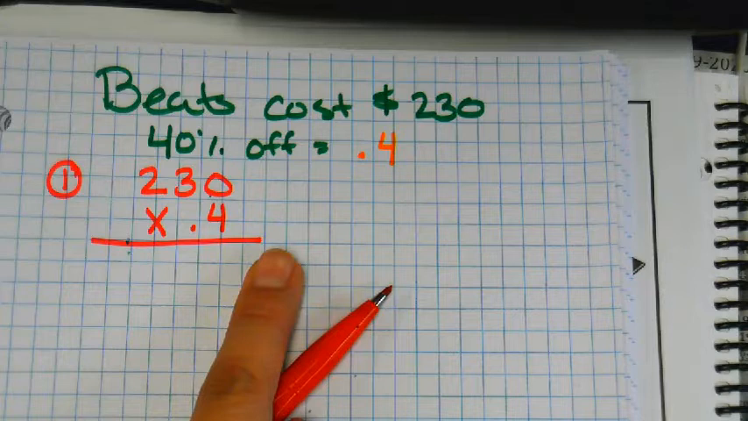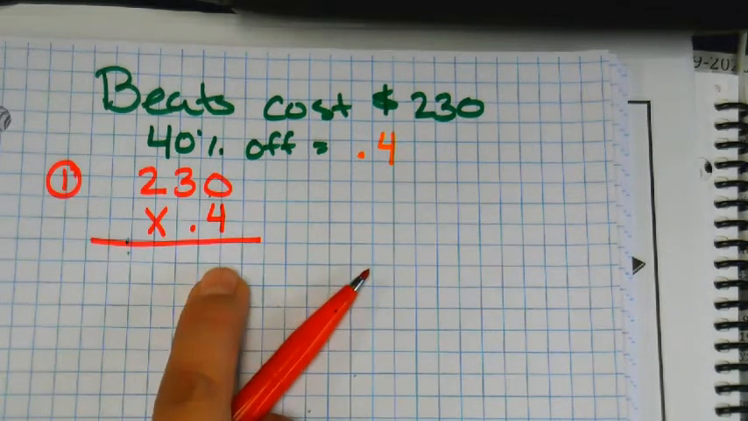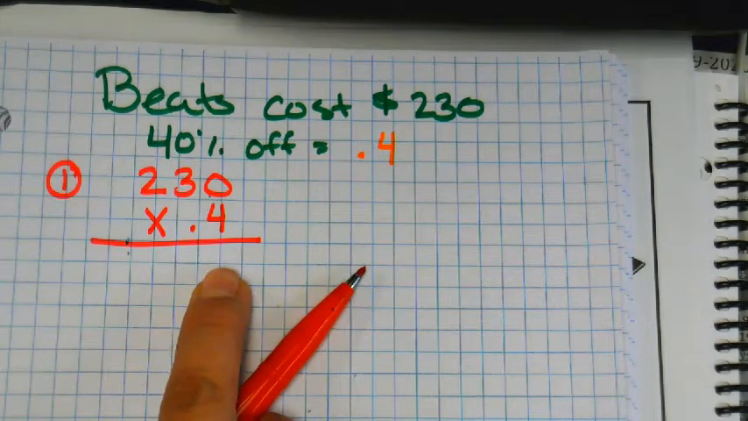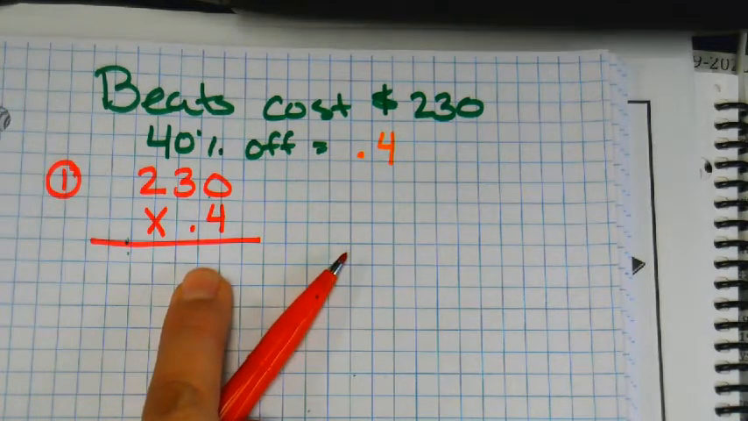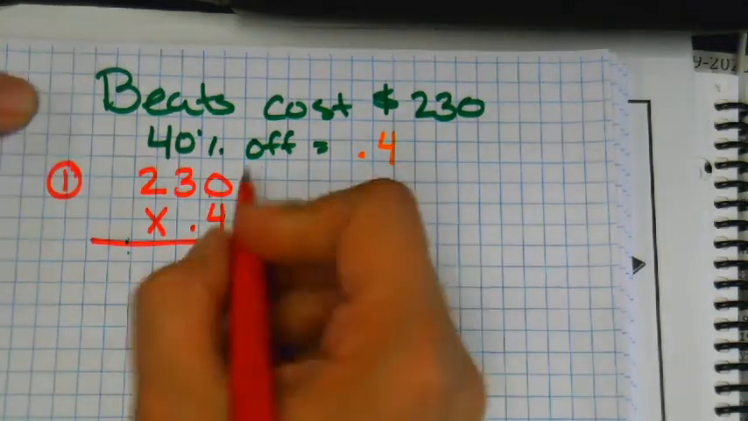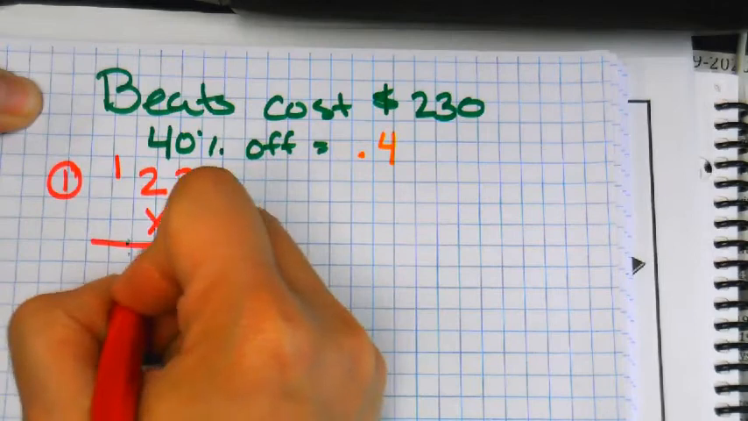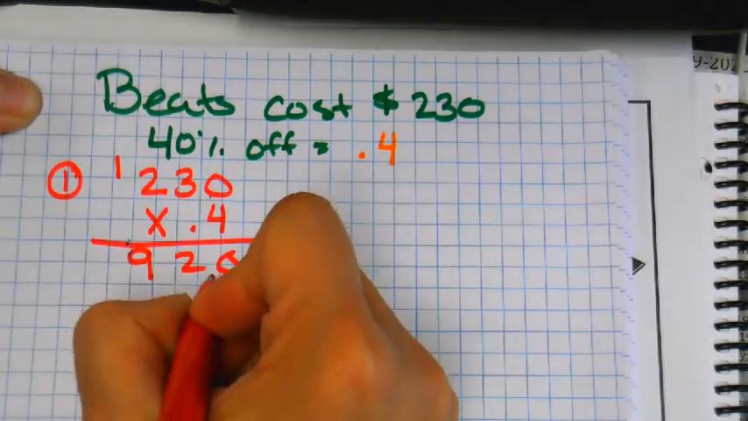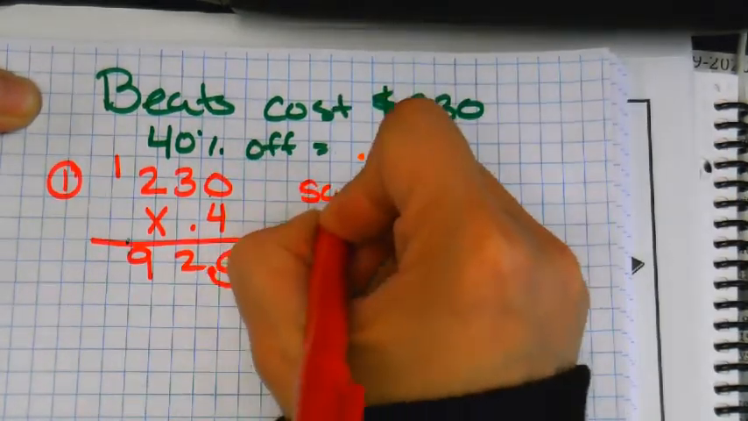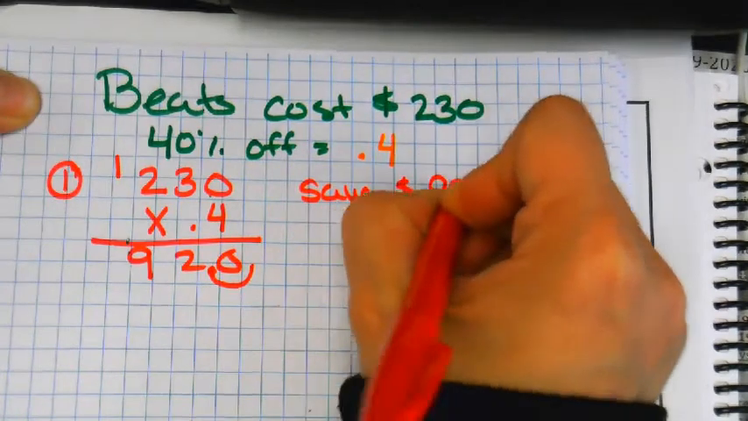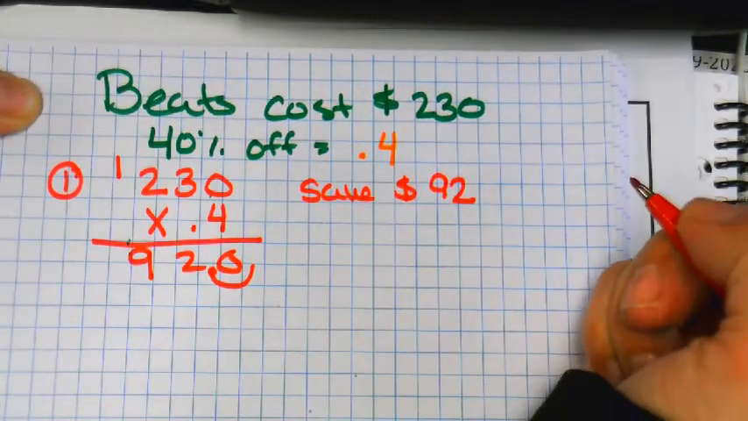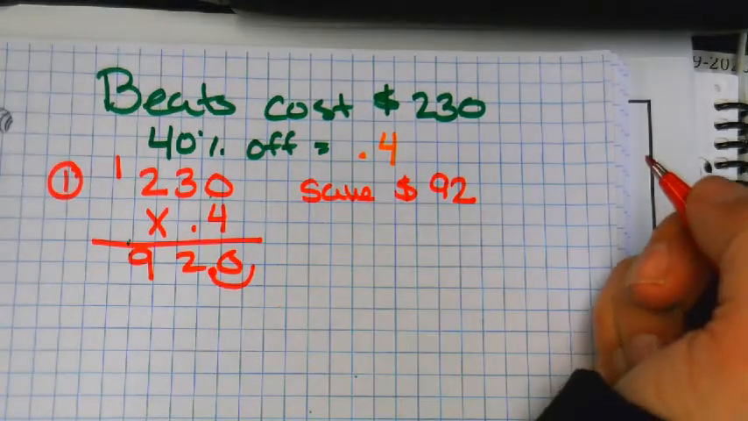Jose, what'd you get for this? 138? Oh, for that? For this? 92. Did you get 92? Okay. 0, 12, carry the 1. 4 times 2 is 8, plus 1 is 9. I move my decimal over 1 time. So I save $92. Second step is how much you pay.